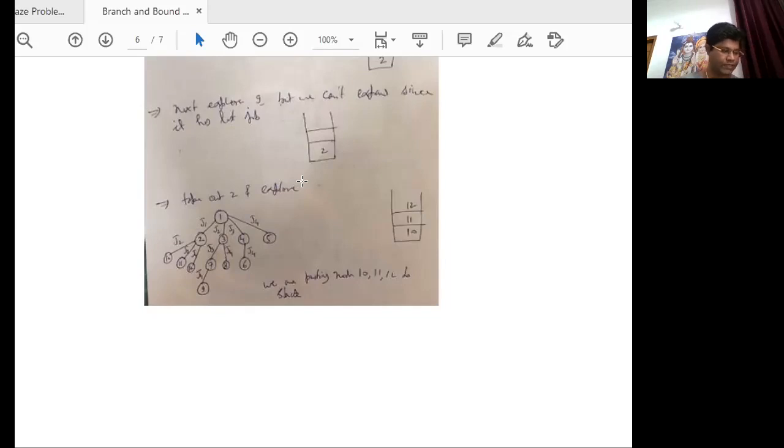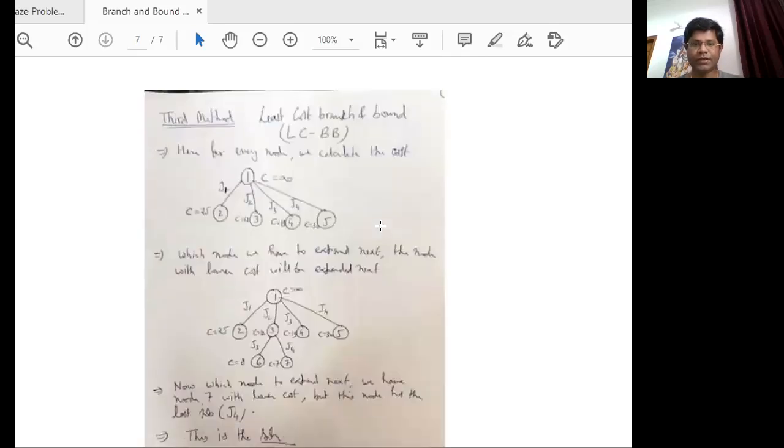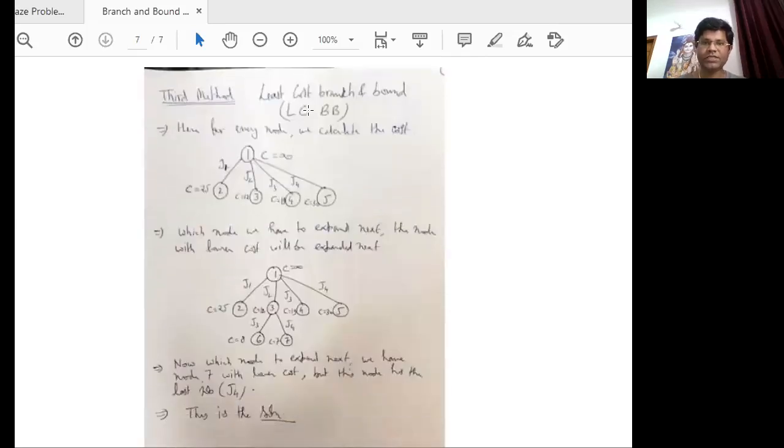Now let's move to the third possibility of the branch and bound method, and that is called the least cost branch and bound method, denoted by least cost LC and branch and bound BB. So we call this method LCBB, or least cost branch and bound method. In this method, we have to calculate the cost for each and every node.